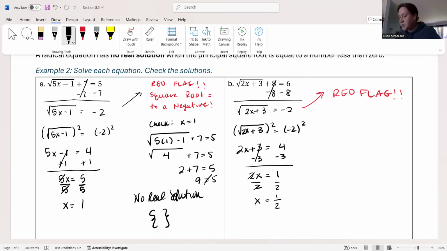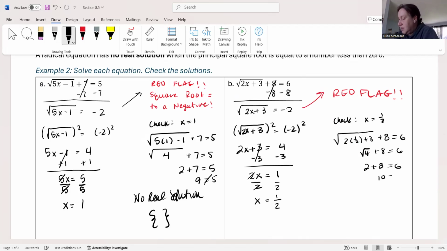There we go. Okay, so we get x equals 1/2, but we have to check our solution. So we're going to check x equals 1/2. So we go back to the original equation. Anywhere you see an x, plug in a 1/2. So I get the square root of 2 times 1/2 plus 3, plus 8 equals 6. Well, 2 times 1/2 is just 1, and then 1 plus 3 is just 4. So we have the square root of 4 plus 8 is 6. Square root of 4 is 2. And 2 plus 8 is never going to equal 6. 10 does not equal 6 in this lifetime or the next, okay?